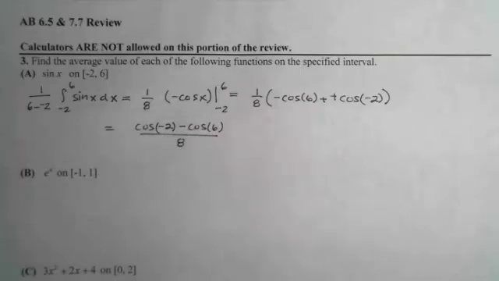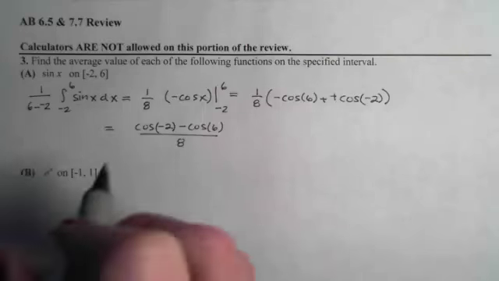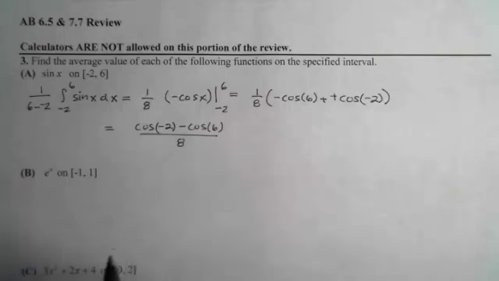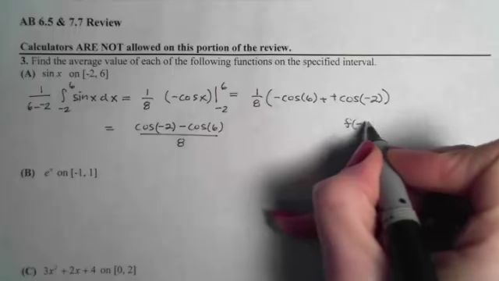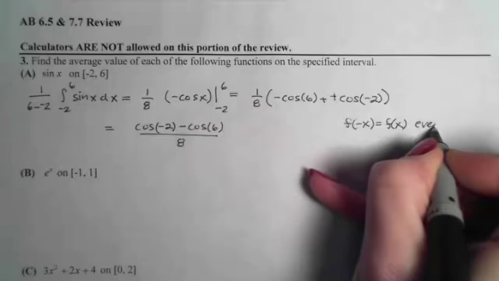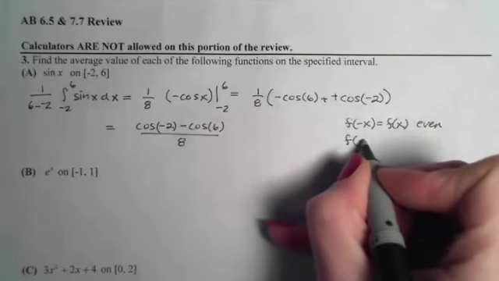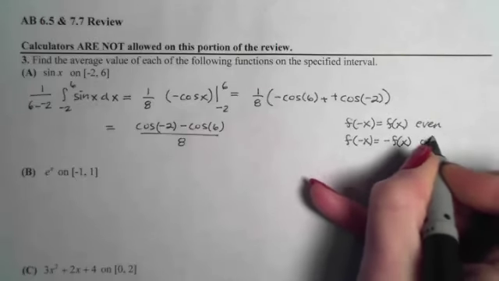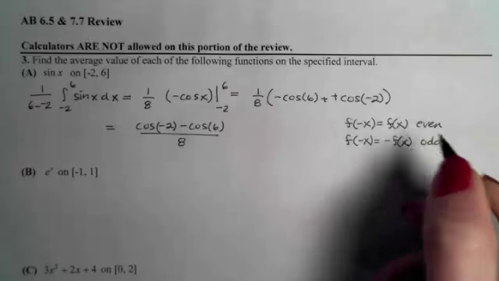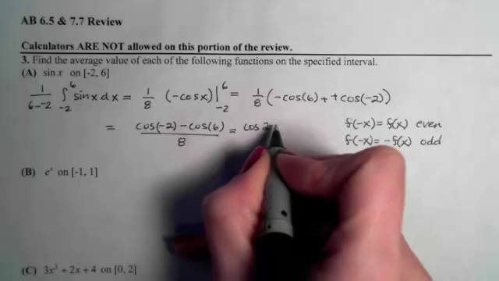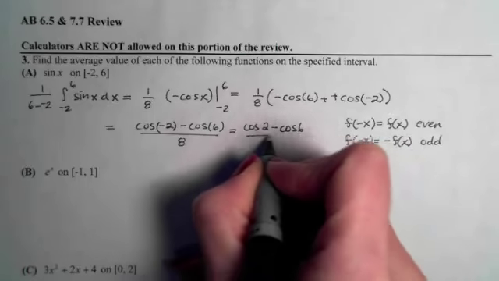Now looking at this, I see that there is a nice simplification that I could use that utilizes the even properties of cosine. I know that with even functions, if I plug in a negative, I'm going to get the exact same thing out as when I plugged in the positive. I also know with odds that if I plug in a negative, I'm going to change the sign of the positive. So there's a good chance that that will come into play on the exam. So I would need to fix this and make it a cosine of 2 minus a cosine of 6 over 8.